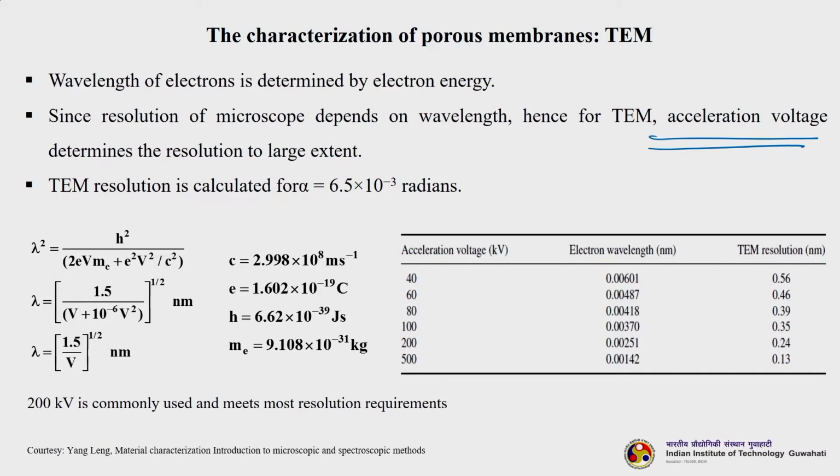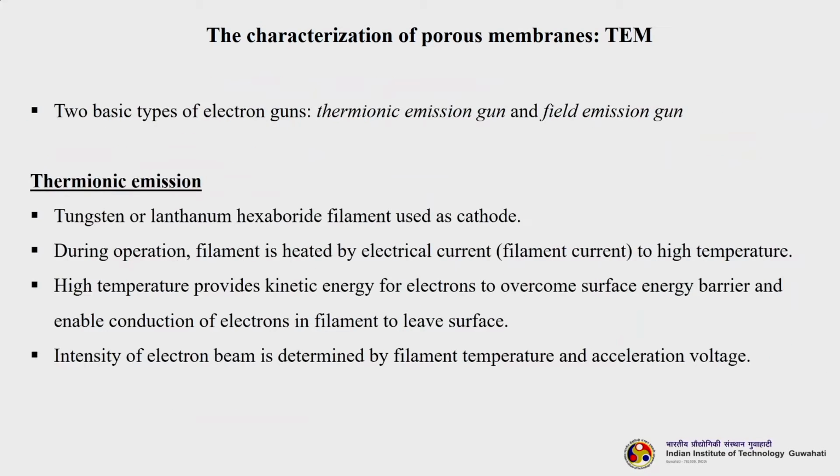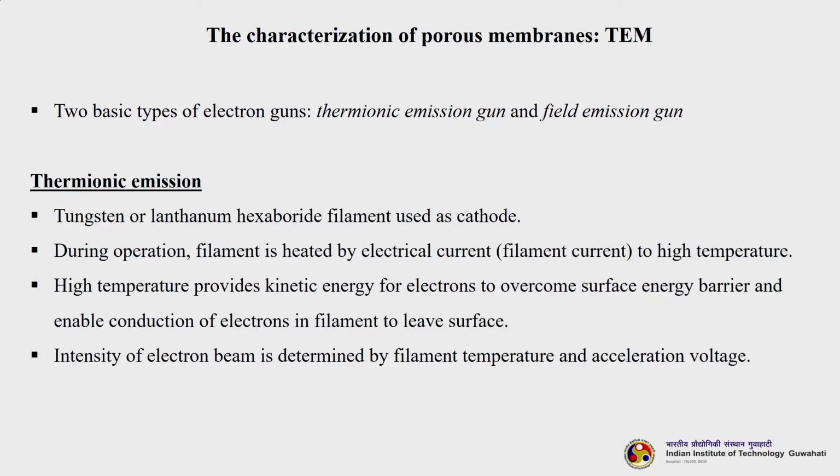Two basic types of electron guns are used: thermionic emission gun and field emission gun. For thermionic emission, we can use either a tungsten or lanthanum hexaboride filament. That is the cathode, the source of generation of the electrons. During operation, the filament is heated by electric current to a very high temperature. High temperature provides the kinetic energy for conduction electrons in the filament to overcome the surface energy barrier and leave the surface. Then they will move ahead.